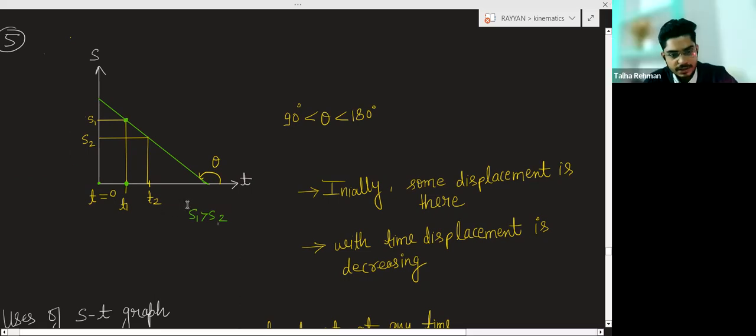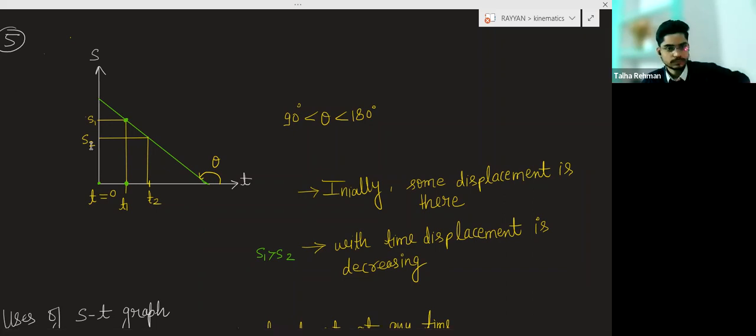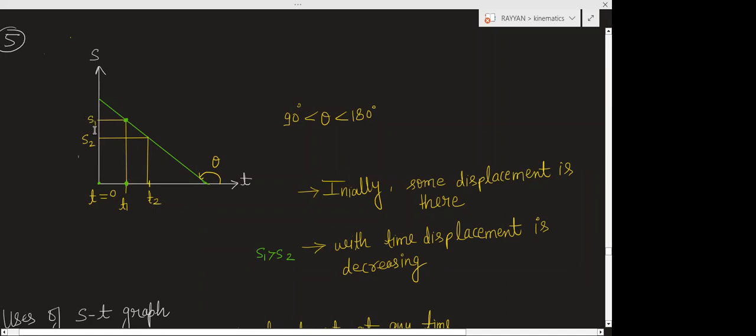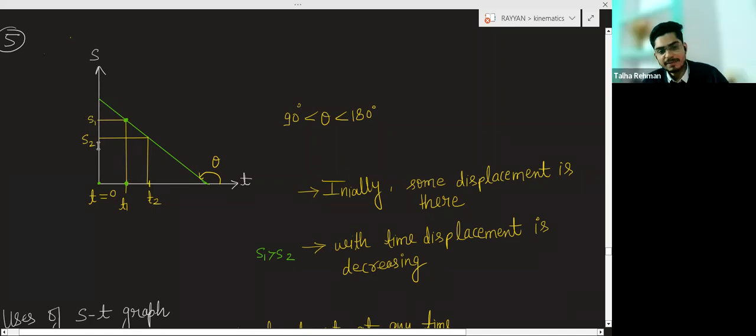So if S1 is greater than S2, what can you say? You can say with time the displacement is decreasing. This displacement is greater than this, and for covering this displacement, the time is less. Means in less time, more displacement. In more time, less displacement. Means displacement is decreasing. Displacement can decrease also.